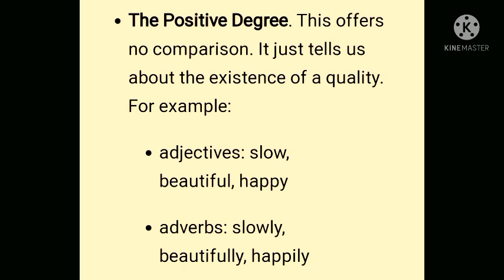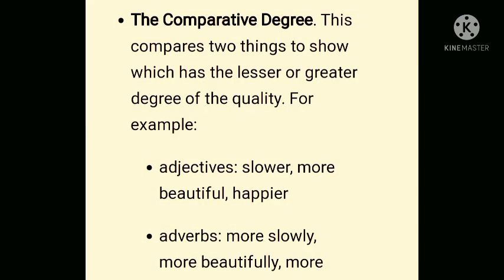For example, the adjectives we use in the positive degree are slow, beautiful, happy, and the adverbs slowly, beautifully, happily. Here is the next slide about the comparative degree. This compares two things to show which has the lesser or greater degree of quality. For example, the adjectives we use in comparative degrees: slower, more beautiful, happier. Adverbs: more slowly, more beautifully, more happily.